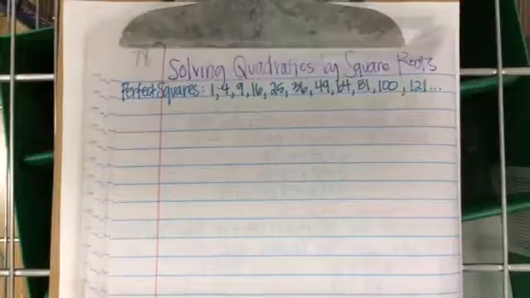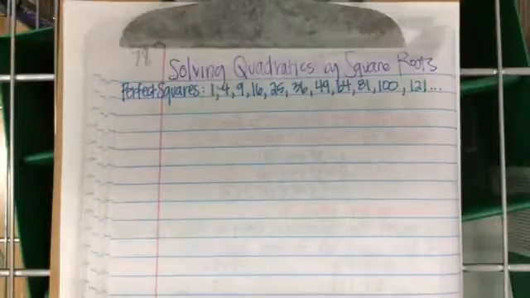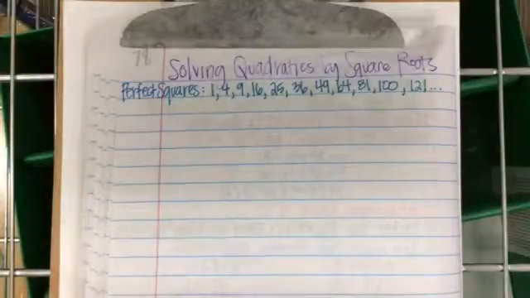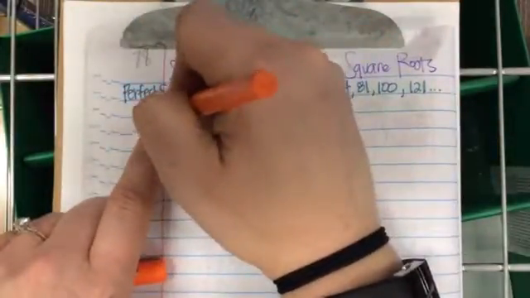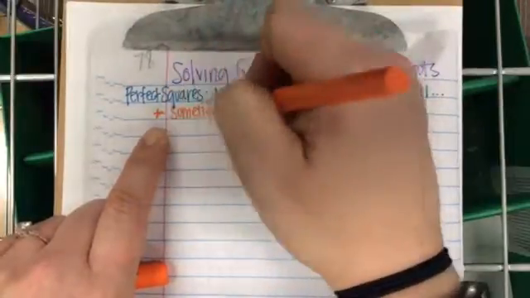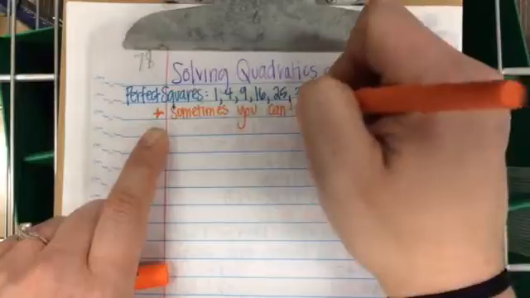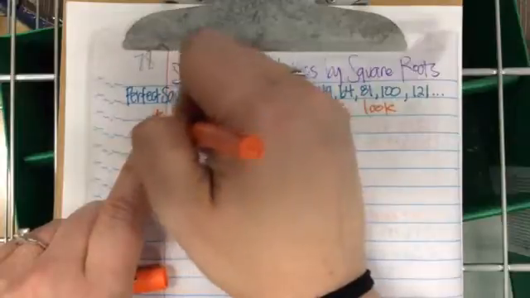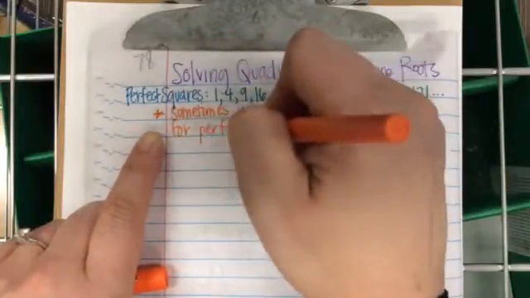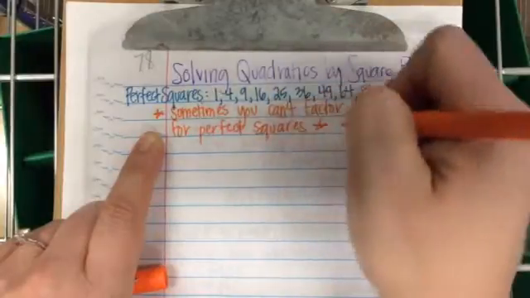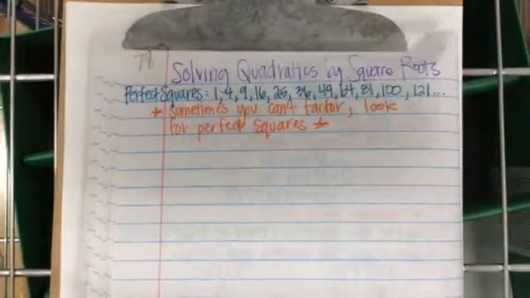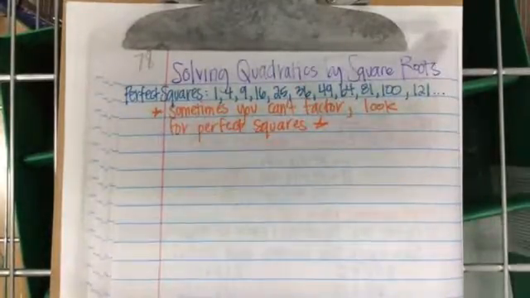You have to be able to identify, is this a quadratic? Are my coefficients or my constants a perfect square? Because sometimes you can't factor. Sometimes factoring just doesn't happen.